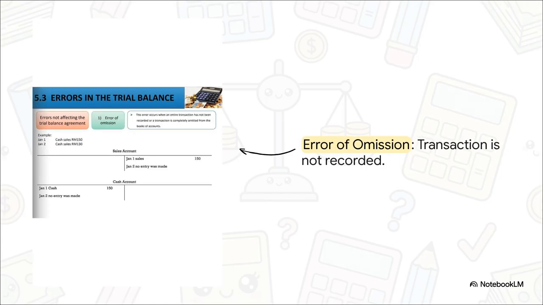Next is the error of omission. It's exactly what it sounds like. An RM130 cash sale happens, but it's entirely left out of both the debit and credit sides. Because you added 0 to the left and 0 to the right, the balance doesn't change. It's a total ghost transaction.